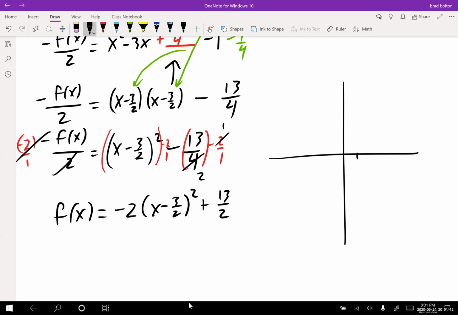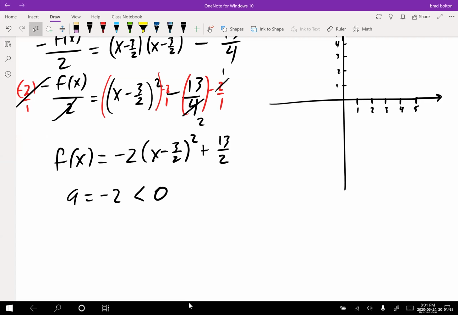So let's say 1, 2, 3, 4, 1, 2, 3, 4, 5, 6, 7, and so on. So we know that a is equal to -2, which is less than 0. So we know we're downward facing. We know that our axis of symmetry and our vertex are intertwined.